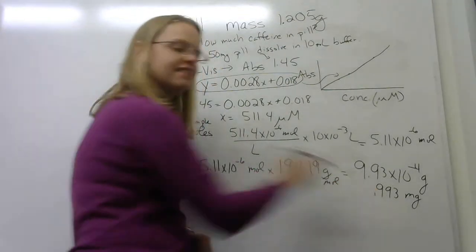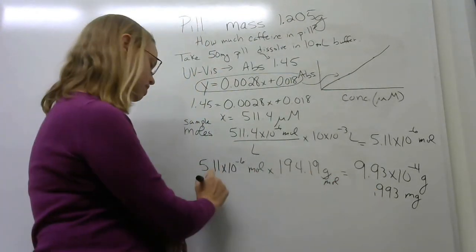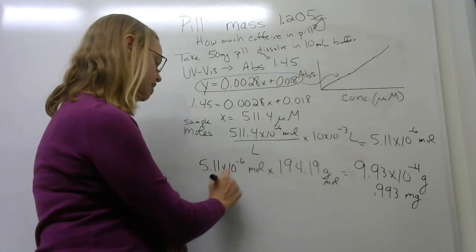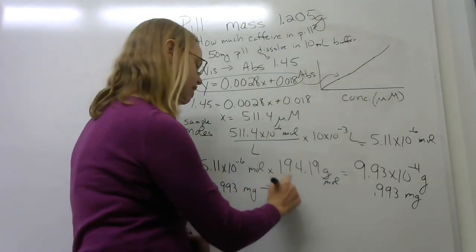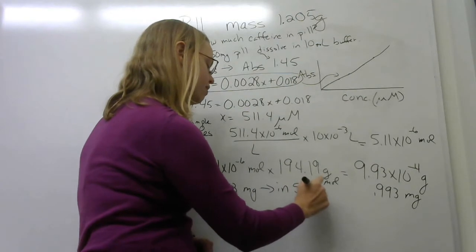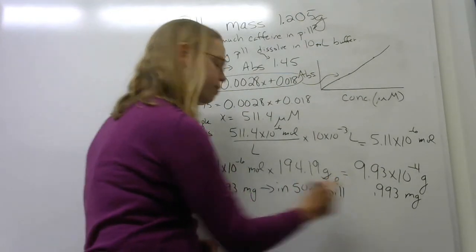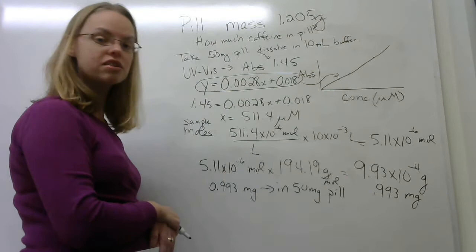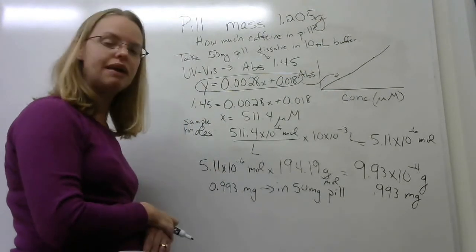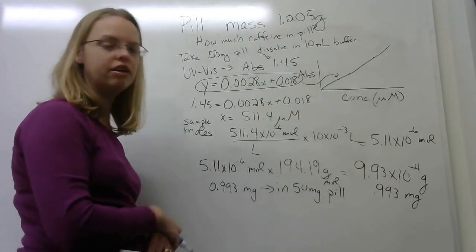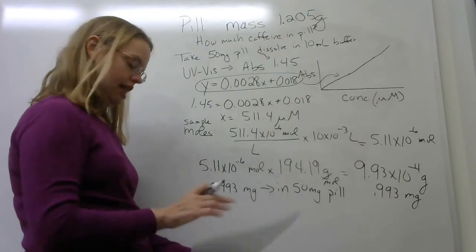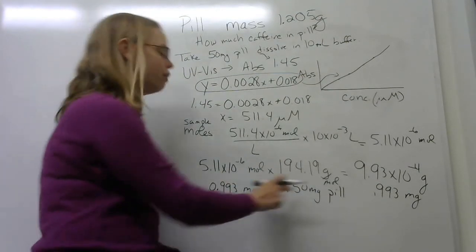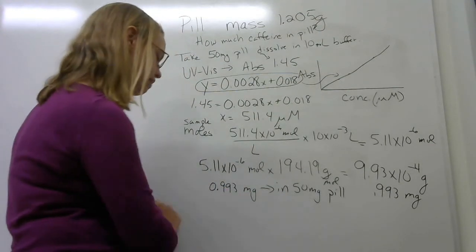So what is this number? This number, 0.993 milligrams, was how much caffeine was in 50 milligrams of the pill. That tells you most of the pill was not caffeine. It might have been a caffeine pill, but most of it wasn't caffeine. Only about 1 milligram of the 50 milligrams was actually caffeine. So how do I get back to the real pill? Well, this is how much is in 50 milligrams.